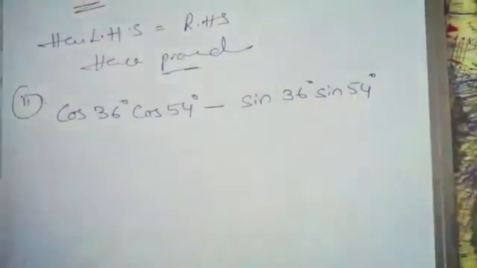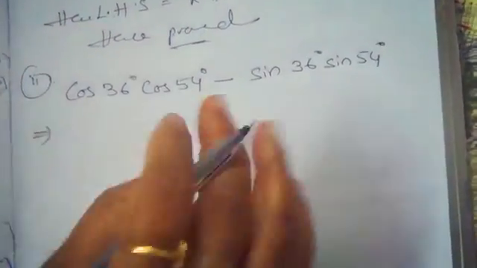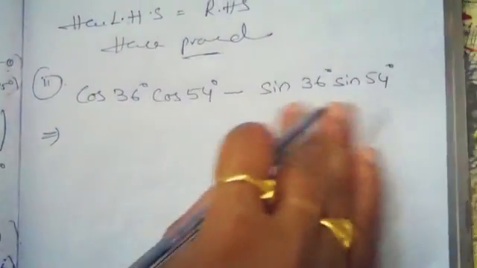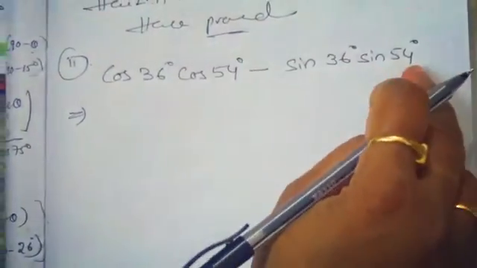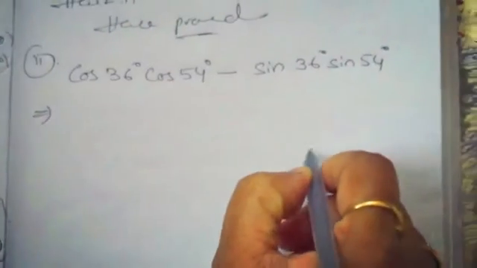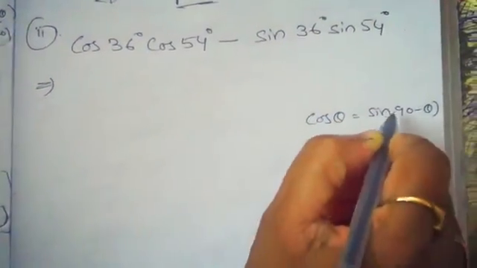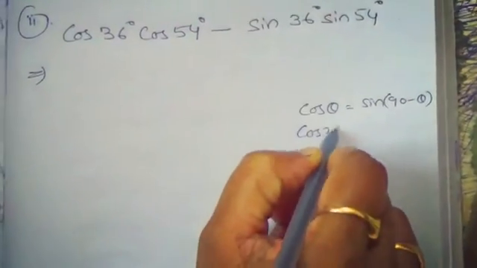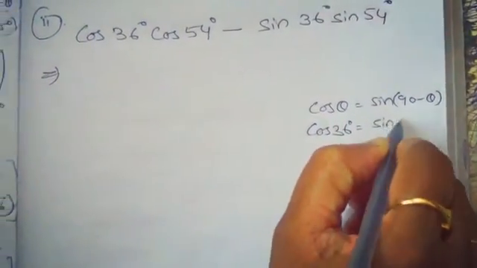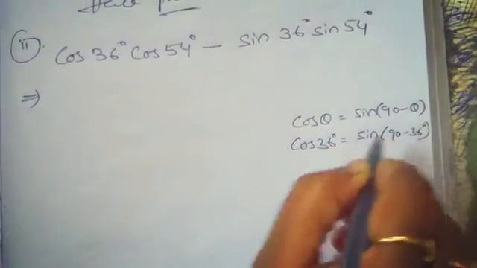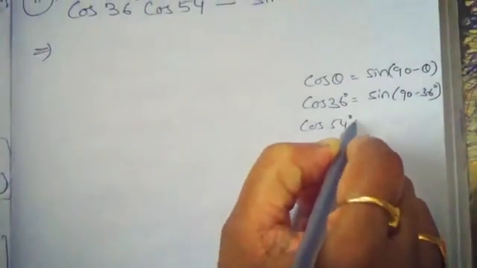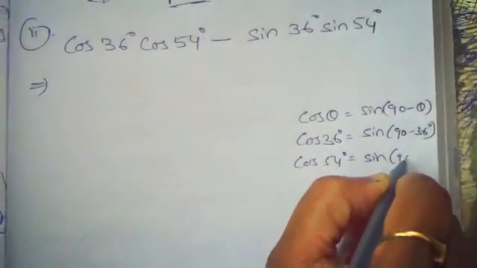So just like this, second: cos 36 degrees cos 54 degrees minus sin 36 degrees sin 54 degrees is equal to 0. We have to prove. In this sum, I want to change the first one, not this. I am keeping sin 36 and sin 54 as they are. So cos theta is equal to sin (90 minus theta). We know that. Just like that, cos 36 degrees is equal to sin (90 minus 36).